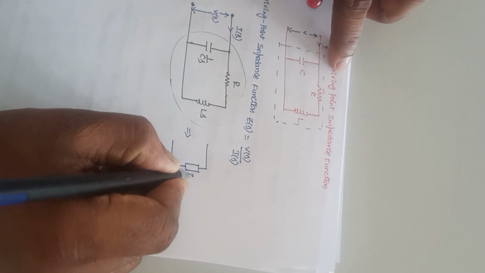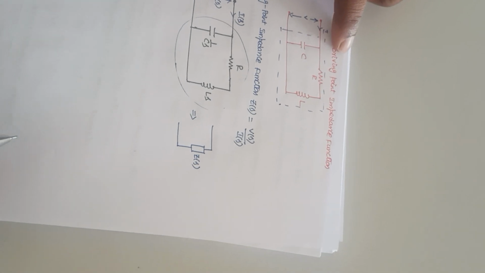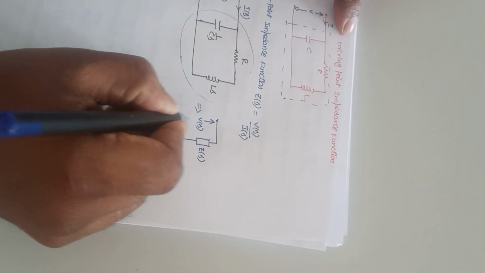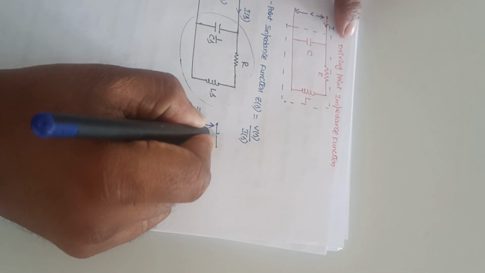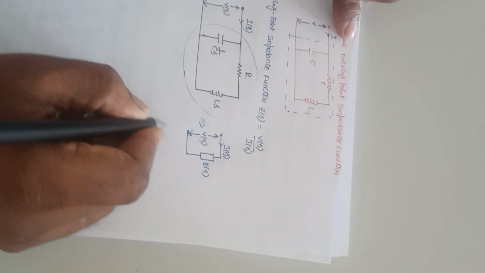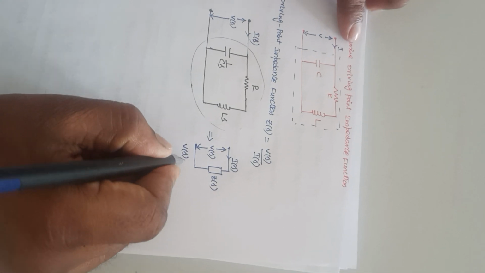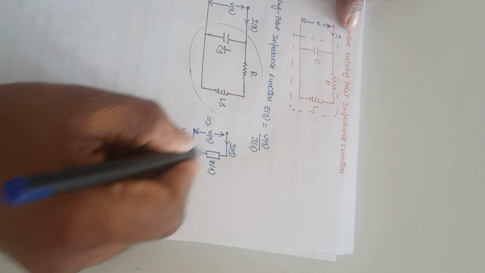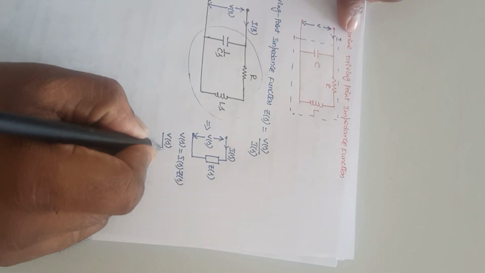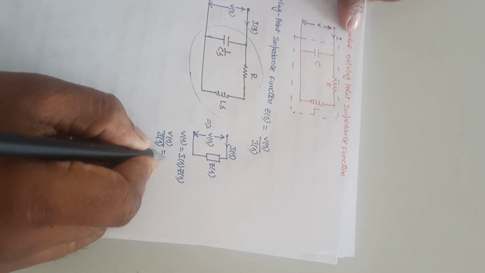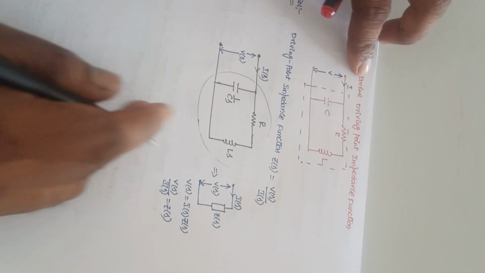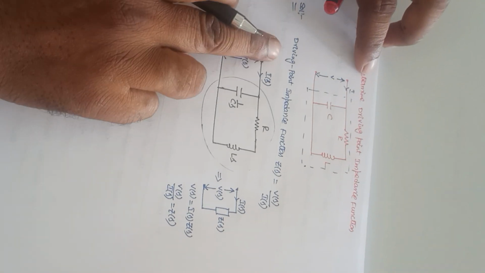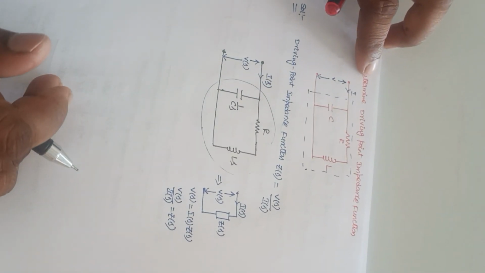So it is Z of S, and this is V of S, it is I of S. So V of S equal to I of S into Z of S from this. So V of S divided by I of S is equal to Z of S. So if I am able to find the impedance offered by this circuit, then that is the answer for this driving point impedance function.